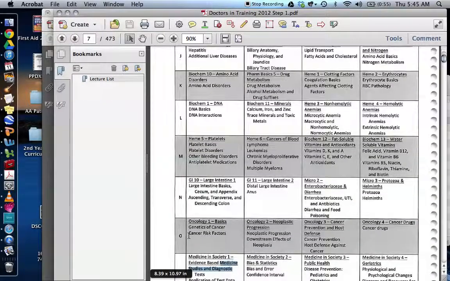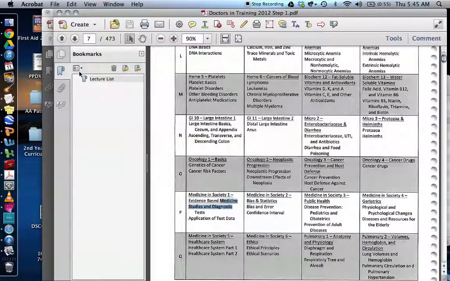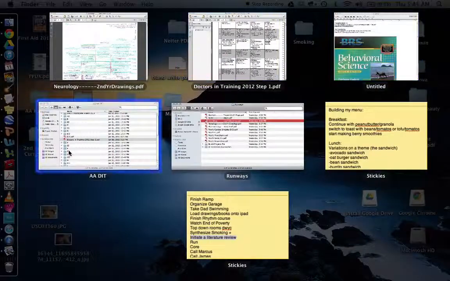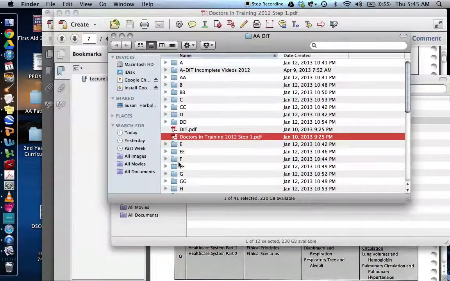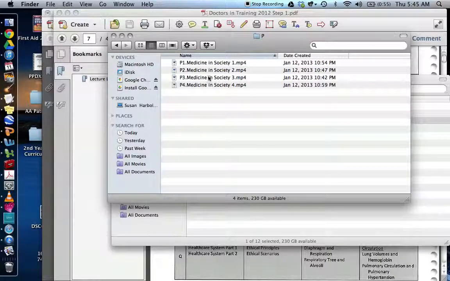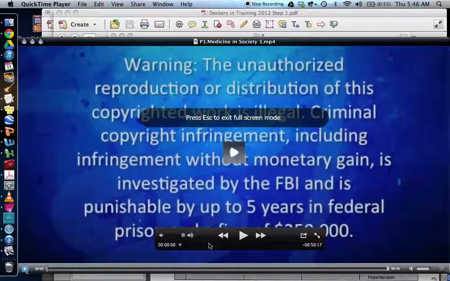It's in P, and it's column 1. So I'm looking for P1, and I'm just going to go back to my DIT and find the P folder. This is how they organize. Like I said, I have the 2012. Here's P1, and here you go. Here's a lecture on these statistical tests.